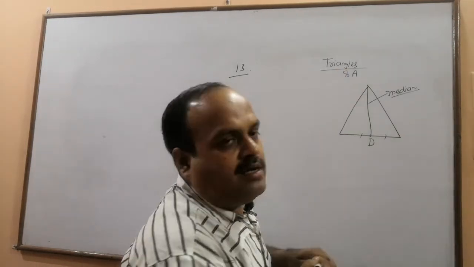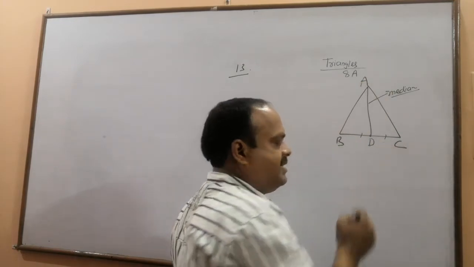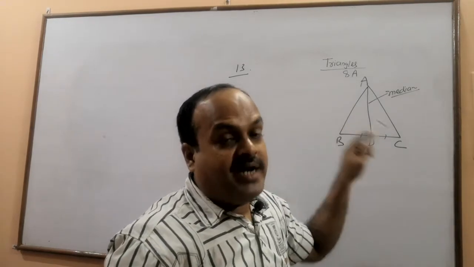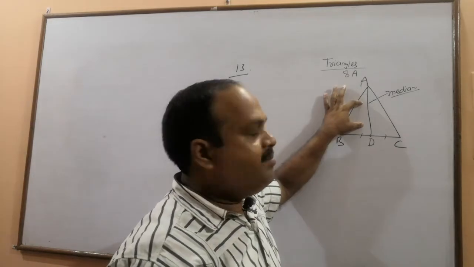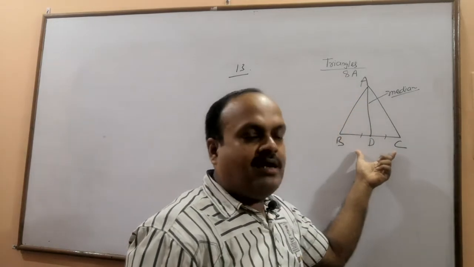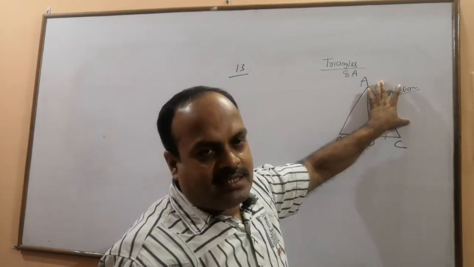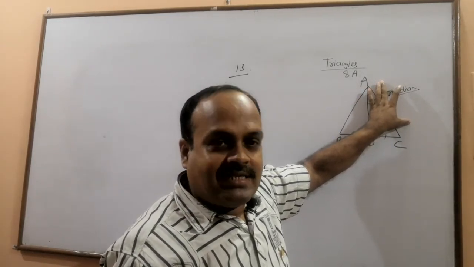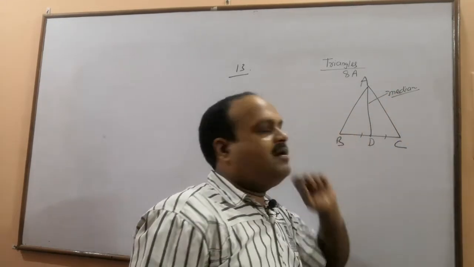So here, when I name the triangle as ABC, this AD is the median corresponding to the base BC. If this is the median, then this will be called the base. If this is the base, then the median means the line segment which joins the midpoint of this base with the opposite vertex.